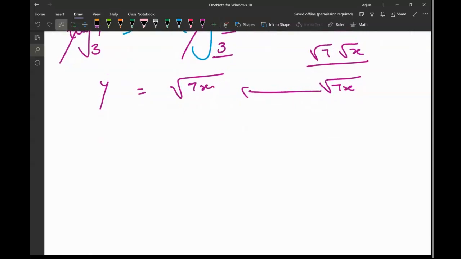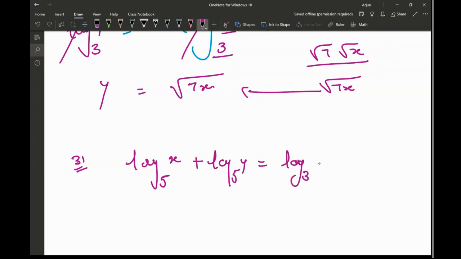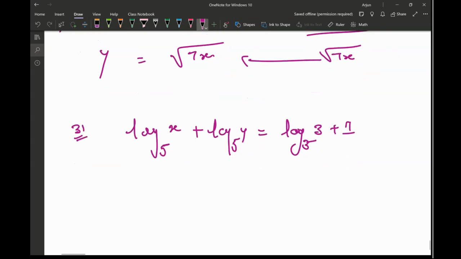And let's do one more tricky question, question 31 I'm using: log of x base 5 plus log of y base 5 equal to log of 3 base 5 plus 1. Now if the question looks like this, how are we going to simplify it?